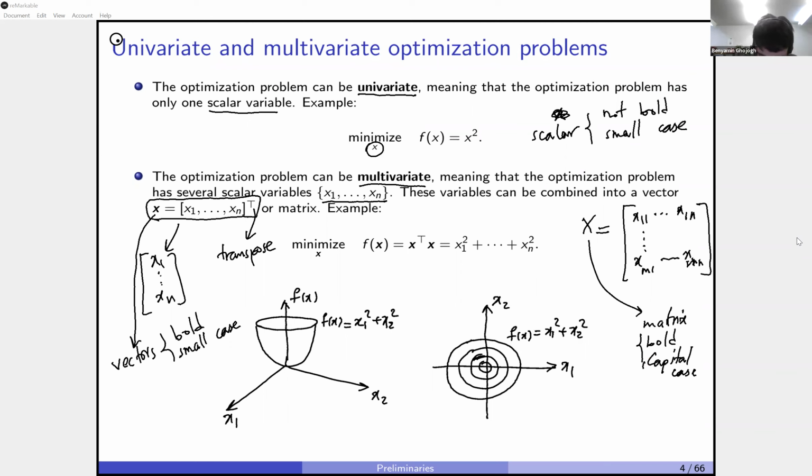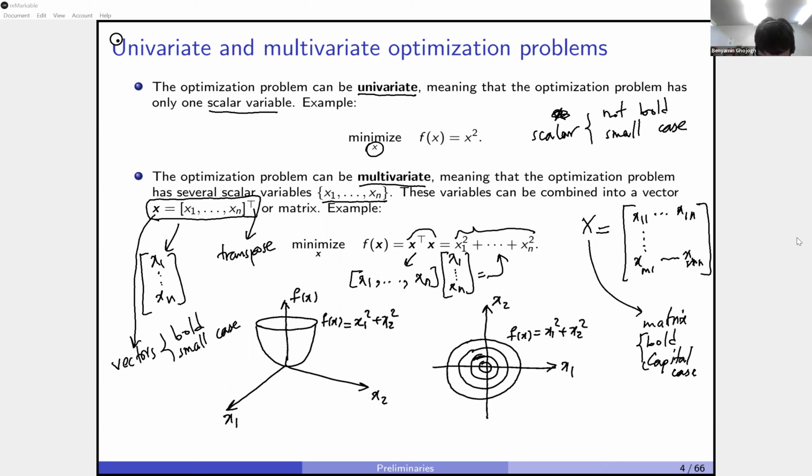Okay. Here, for example, as you see, it's a vector x transpose x. And what is x transpose x? So x transpose is this, x1 to xn, times x1 to xn. If you multiply this together, it will give you x1 squared plus x2 squared to xn squared. And this is, as you see here, a quadratic function.